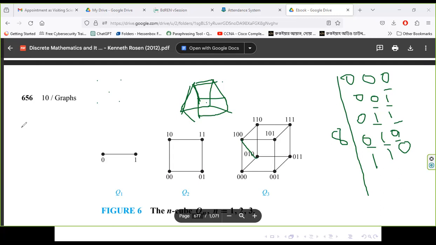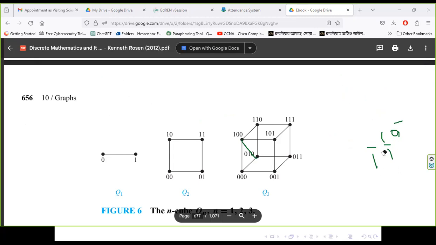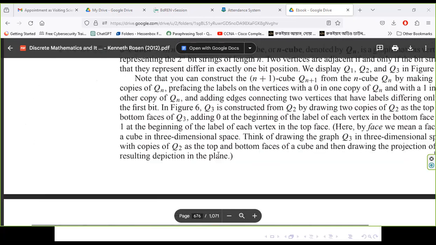Q4 এর জন্য বের করা তো কোয়াইট ইম্পসিবল। n এর মান যত বাড়বে কিউবের জন্য তত ডিফিকাল্ট হবে। Possible but tough, not impossible. Nothing is impossible.